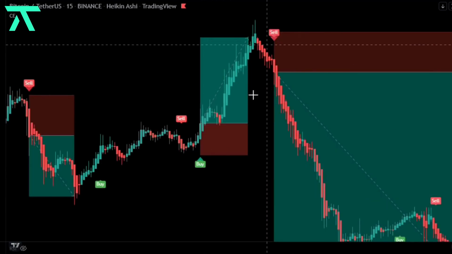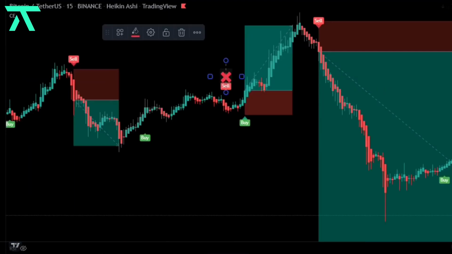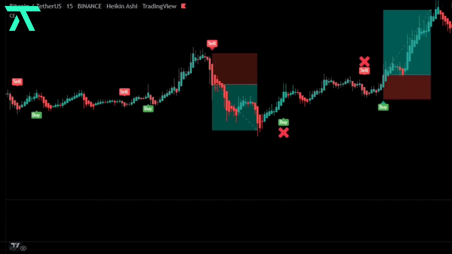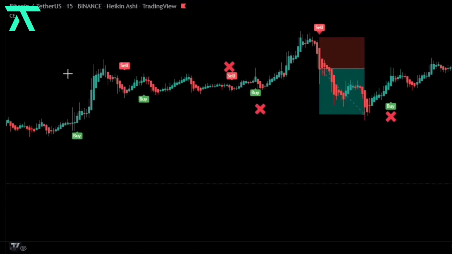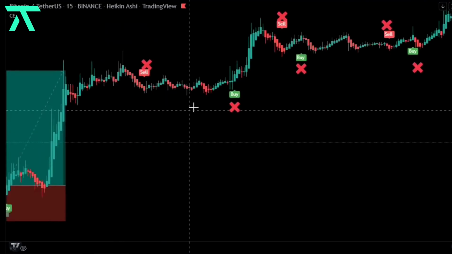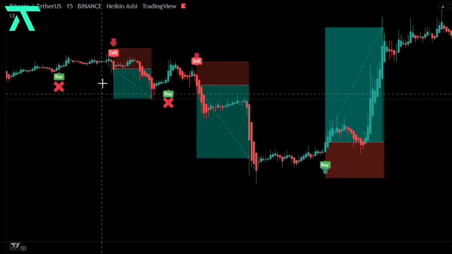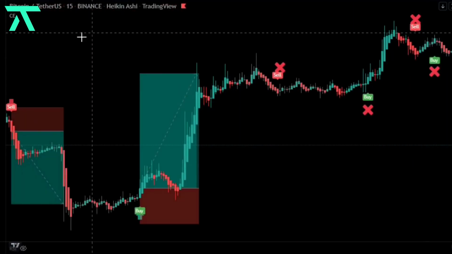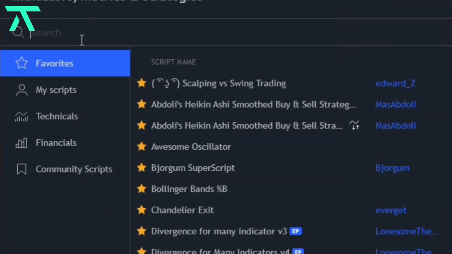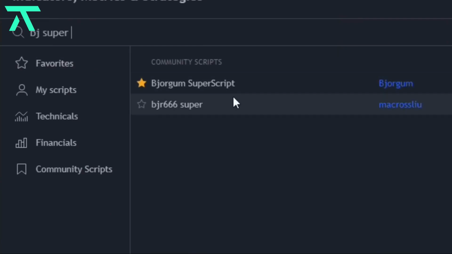Here, the previous signals are the same as the correct signals of this indicator. These signals are false and have been filtered through subsequent indicators, and have no validity. In the following, I will add complementary indicators to the chart. Let's add the next indicator to the chart. Search for this name here. Add this indicator to the chart.